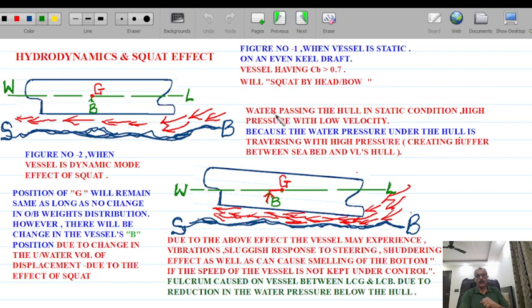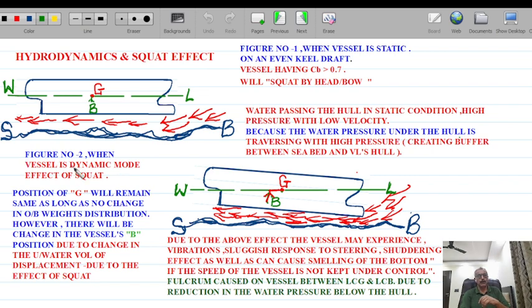Now the water pressure passing under the hull in static condition is high pressure with low velocity, because there's no constriction and the velocity of the vessel is low. The water pressure under the hull is traversing at high pressure, which is creating a buffer between the seabed and the vessel's hull. This high pressure is giving a buffer to the vessel and she is not squatting. This is also another perspective.